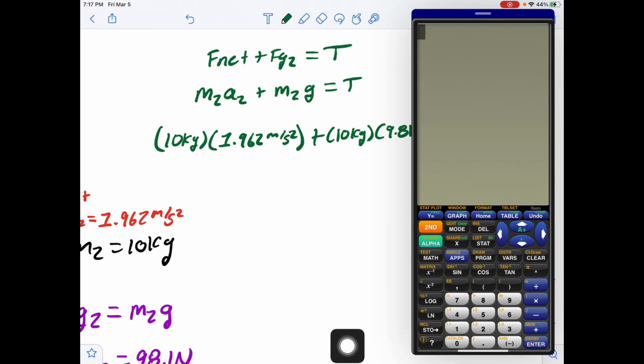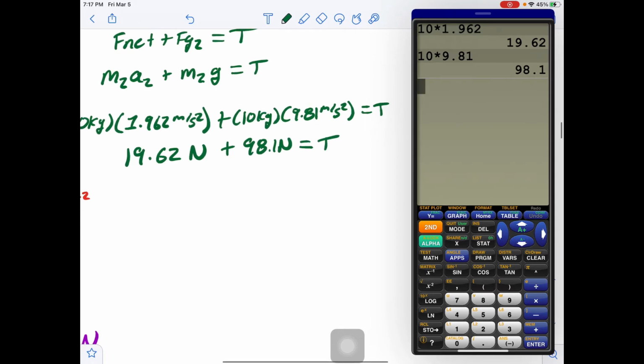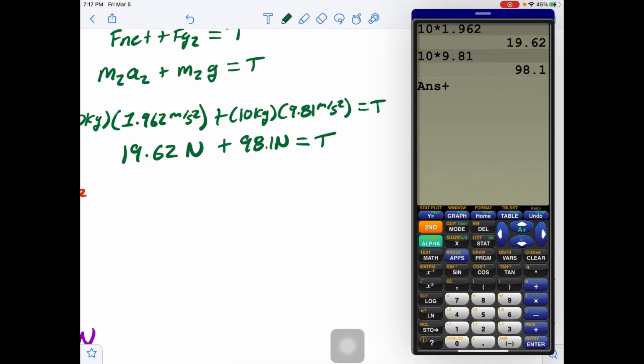So this shouldn't be too hard. I shouldn't really have to plug this into my calculator because it's just going to move the decimal place over 1. So 10 times 1.962 gives me 19.62, and that's measured in newtons because that's the net force. 10 times 9.81 gives me 98.1 newtons, and that is the force of gravity on this. And then we can add these values together.